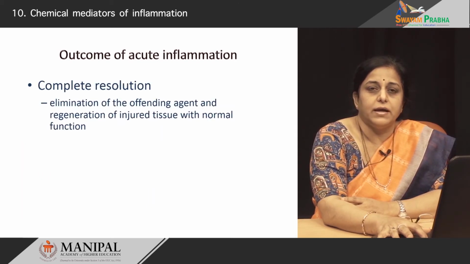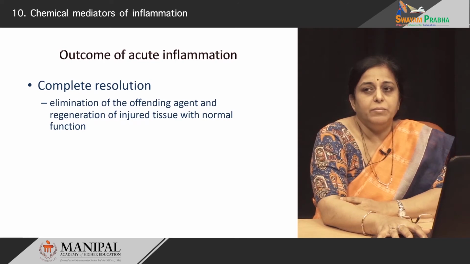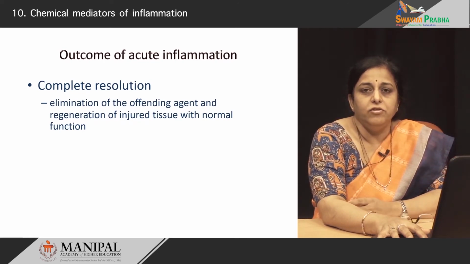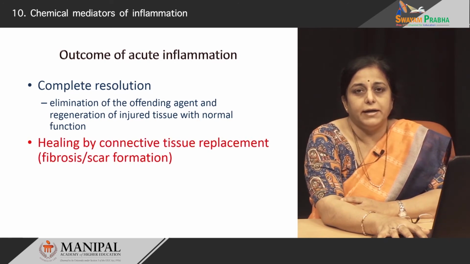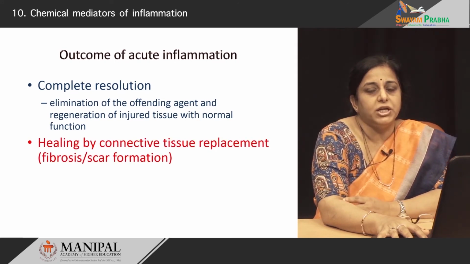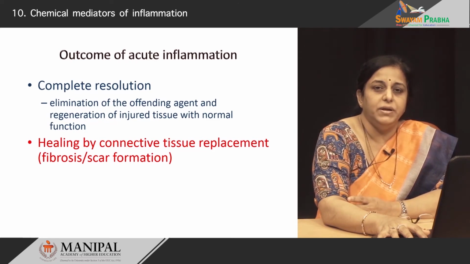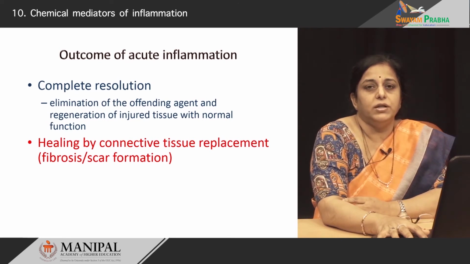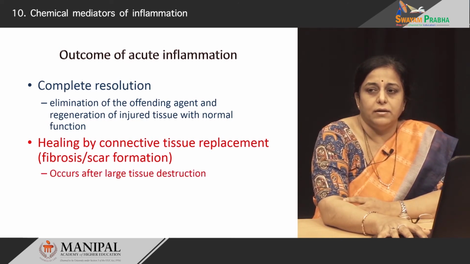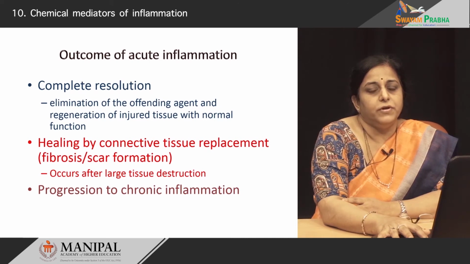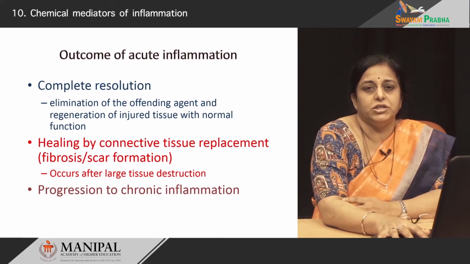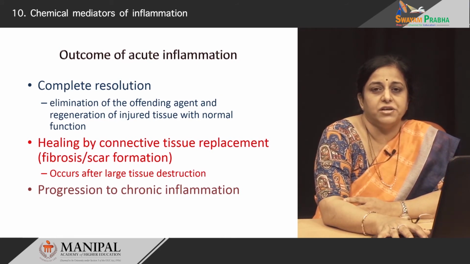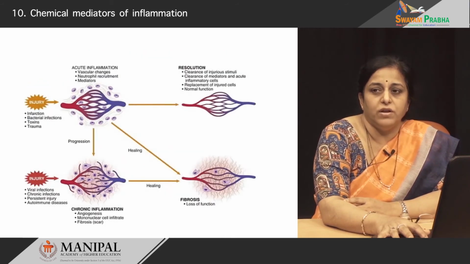So, as we learned, there can be complete resolution when there is elimination of the offending agent and regeneration of the tissue that is injured. Healing by connective tissue occurs when there is significant tissue damage and regeneration cannot occur completely; the site of injury is replaced by connective tissue, that is fibrosis or scar. And if the injurious agent is not able to be eliminated or if there is a persistent infection, it progresses to chronic inflammation. So, these are the outcomes of acute inflammation.